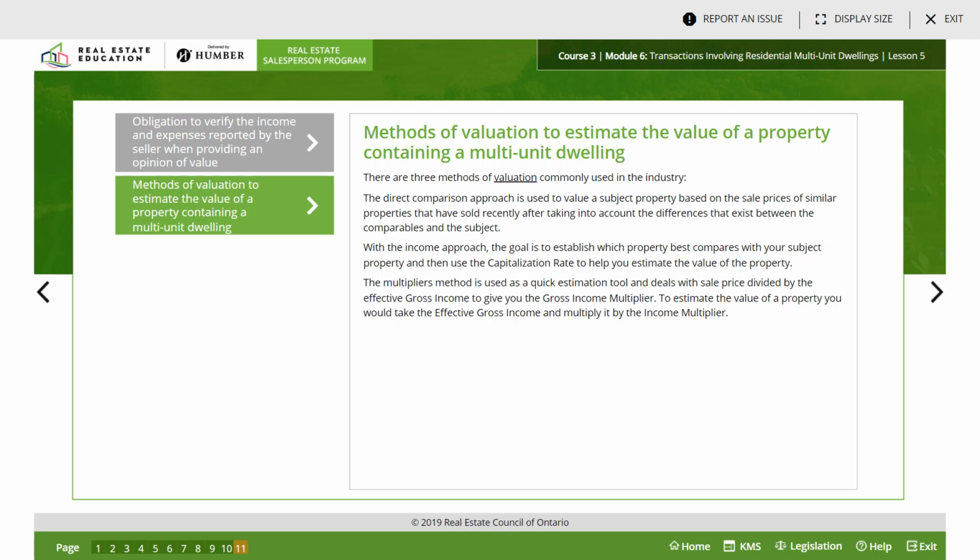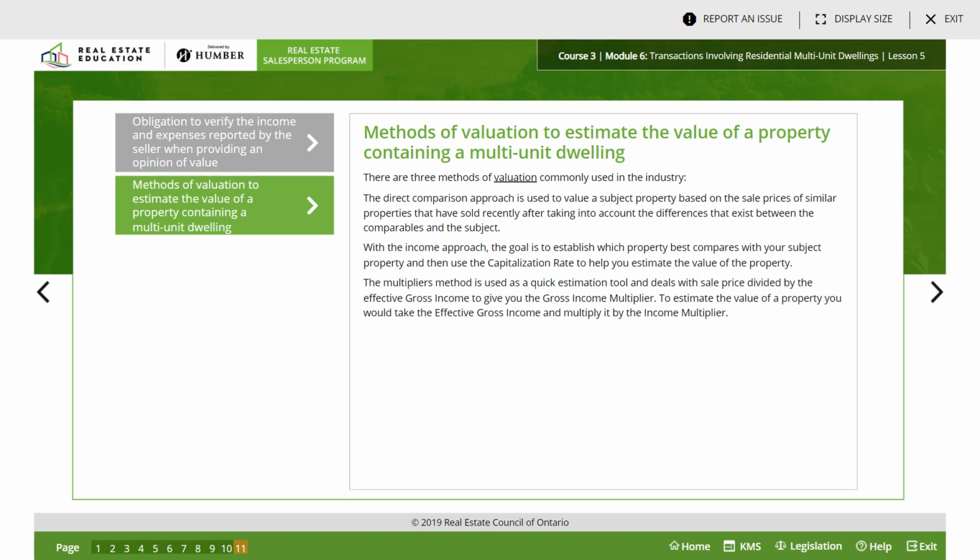Methods of valuation to estimate the value of a property containing a multi-unit dwelling. There are 3 methods of valuation commonly used in the industry. The direct comparison approach is used to value a subject property based on the sale prices of similar properties that have been sold recently after taking into account the differences that exist between the comparable and subject. With the income approach, the goal is to establish which property best compares with your subject property and then use the capitalization rate to help you estimate the value of the property.